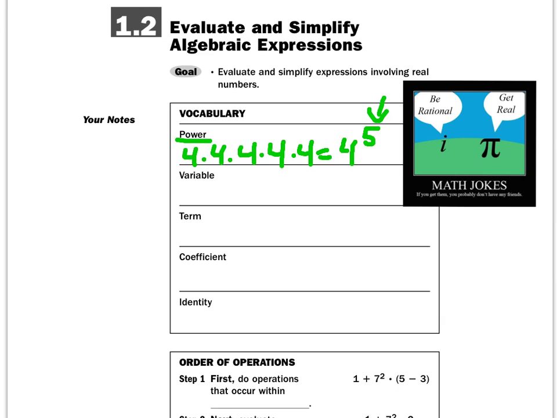A variable is a letter that can take the place of a number. So if we said to you, x equals 5, and then what is 2 times x, you would say, well, that's 2 times 5, because we replaced the variable, that letter there, with a number.